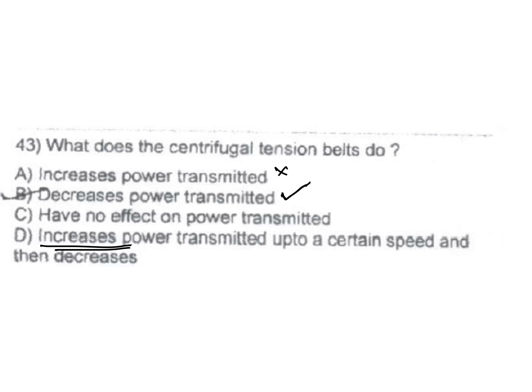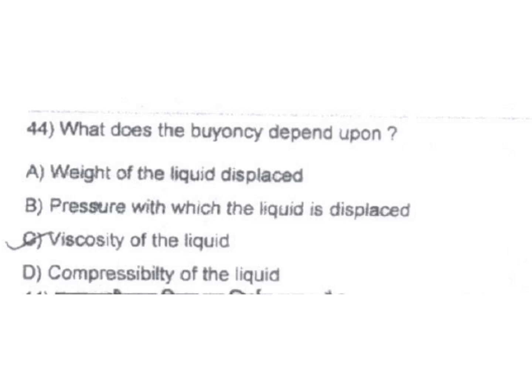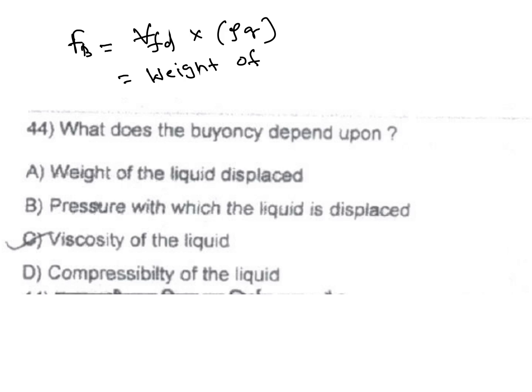What does the buoyancy depend on? Force of buoyancy, Fb, equal to volume of the fluid displaced into specific weight, rho g. Volume into specific weight is the weight of the liquid displaced. So option A, weight of the liquid displaced, is the answer.